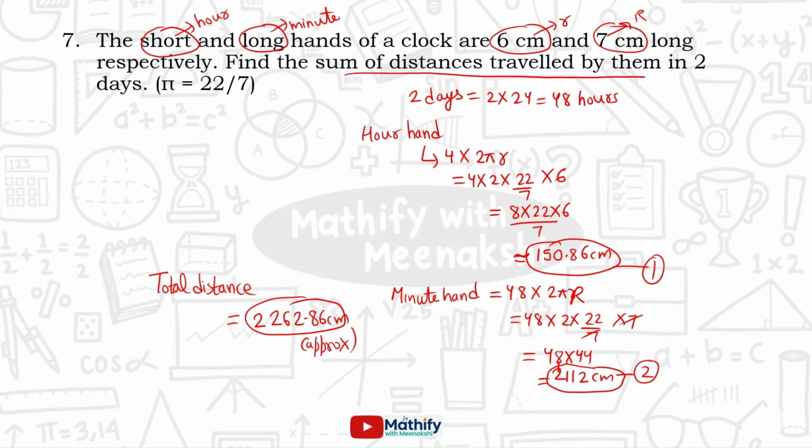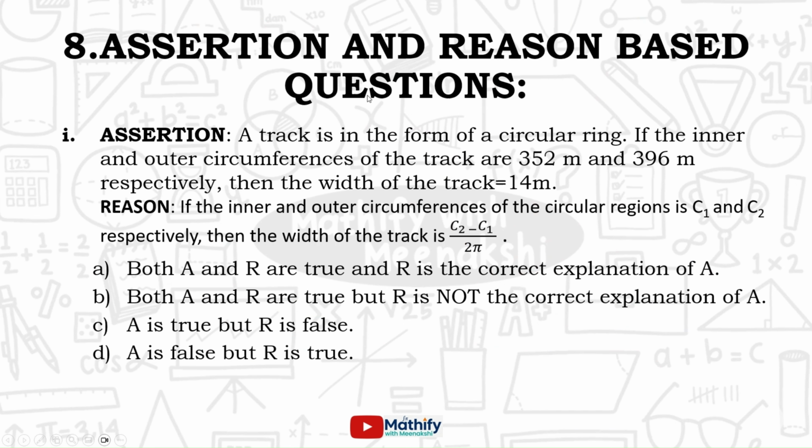Now let's move to question number 8. Assertion and reason based questions. First part, assertion. A track is in the form of a circular ring. That means like this. It's given that outer circumference is 396 meter and inner circumference is 352 meter. Then width of the track is 14 meter. Width means this one. It's 14 meter. So let's check it's true or not.